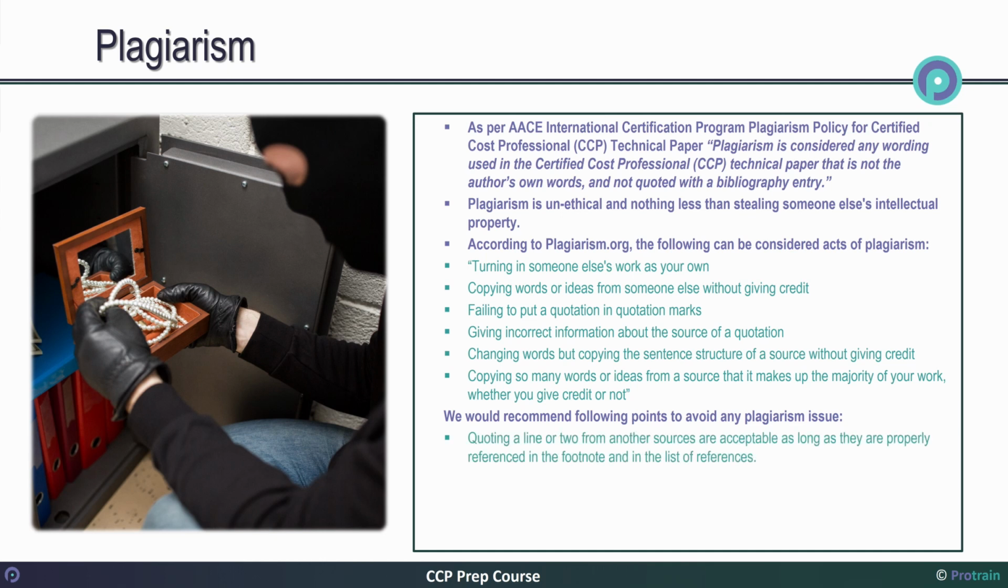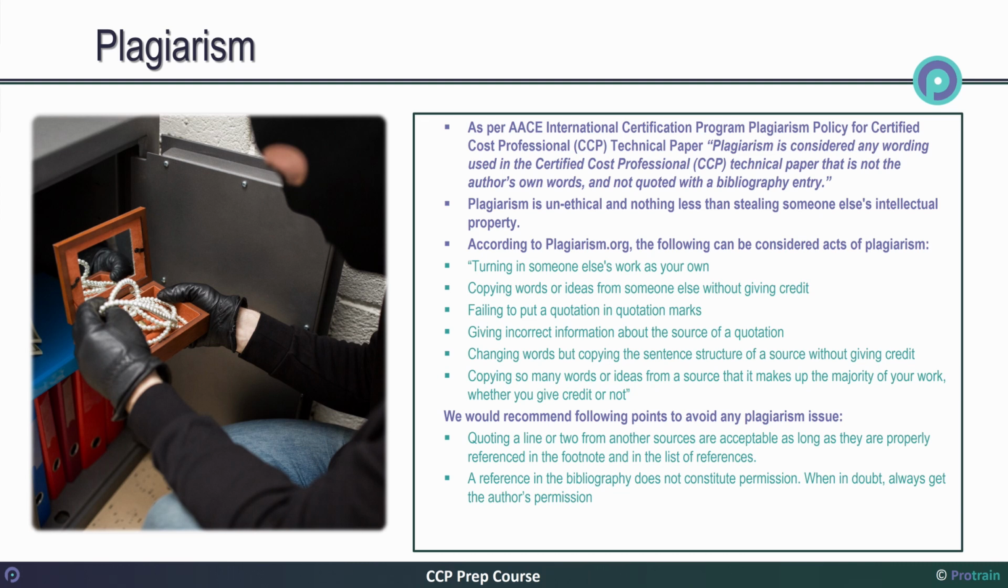Quoting a line or two from other sources is acceptable as long as they are properly referenced in the footnote and in the list of references. If one or more complete paragraphs, illustrations or data are taken from other resources, quoting from copyrighted material and providing the reference in the bibliography does not constitute permission to use the material. When in doubt, always get the author's permission. If copyright permission cannot be obtained, then consider an alternative source to accomplish the objective of citing.